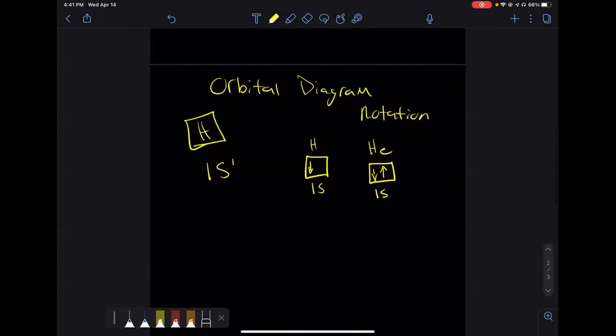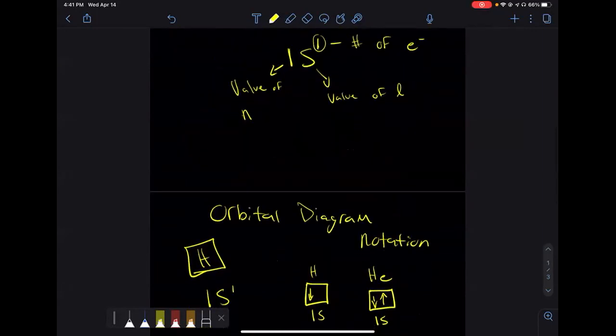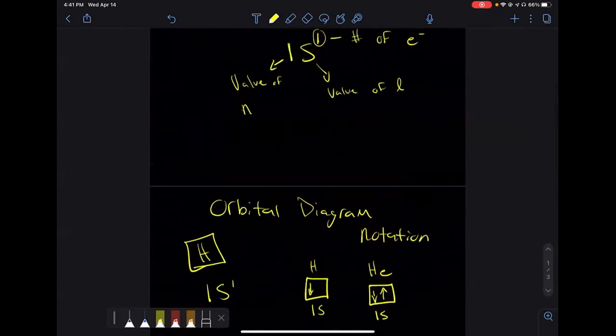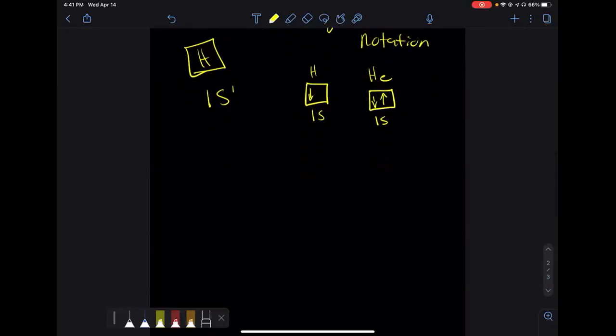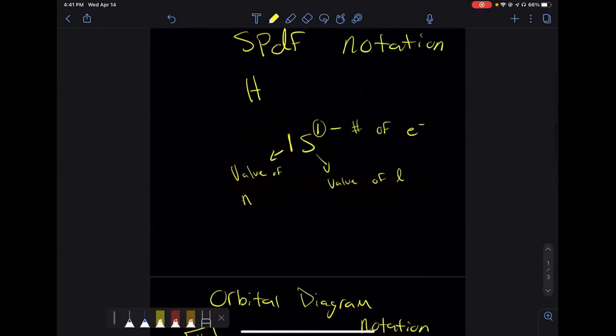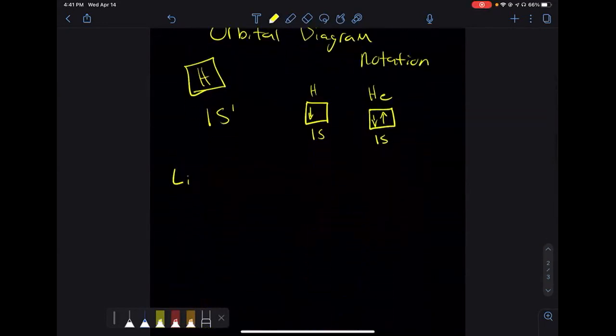As we keep going and get bigger and bigger, we're going to go back to the electron configuration. Well, I guess this is all electron configuration, isn't it? What we're going to talk about now is how this looks for different kinds of elements. For example, lithium. We're going to write it in the SPDF notation.